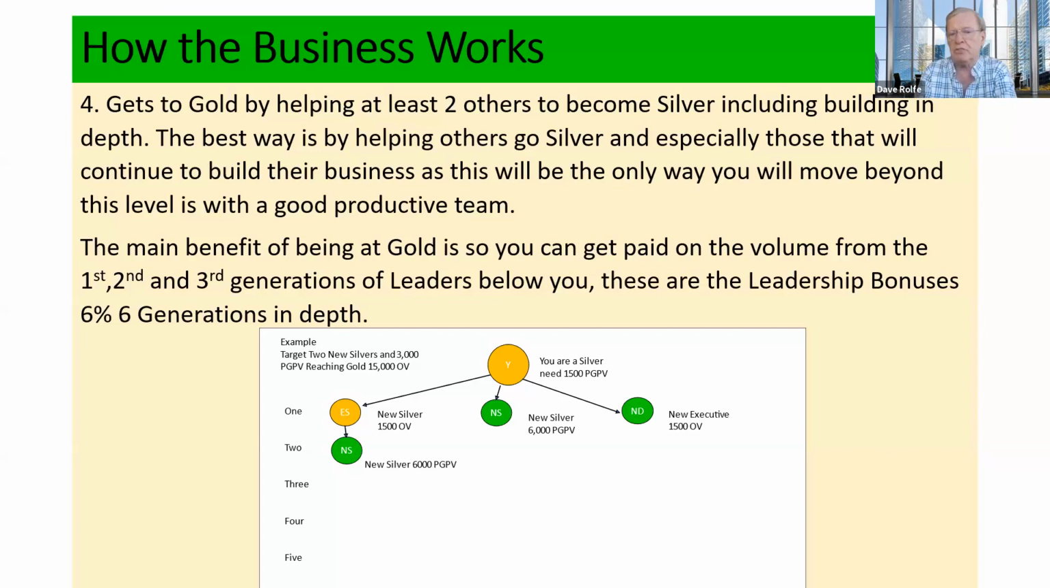So in this particular picture, you went silver, and then you helped create 1 silver underneath you. Now you're moving to the next level, and you can see that there are two new silvers being created that are each doing 6,000 points. There's your 12,000, plus you've got 1,500 with a new executive and 1,500 for one of the silvers producing. So that adds up to 15,000 points. You can't do it by yourself, and it's best to do it with as many people as possible. But again, this then sets up step 5.